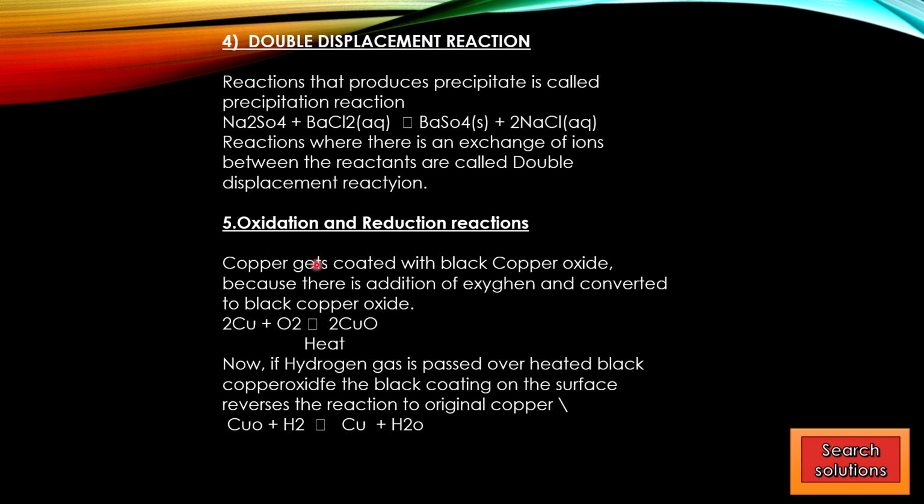And then we have oxidation and reduction reactions. In this reaction, it is very simple. Addition of oxygen is called oxidation. Please go through the textbook thoroughly and you can understand. This is a typical example for oxidation. Simultaneously, we can also say that if hydrogen gas is passed over heated copper oxide, we are adding hydrogen here. This will take away the oxygen part. This is called a reduction reaction.